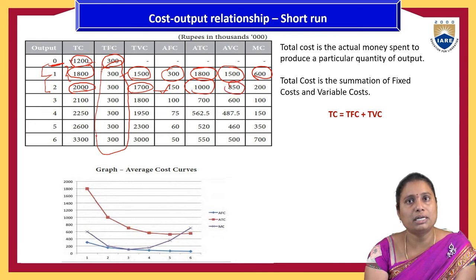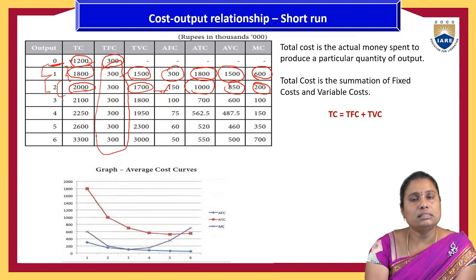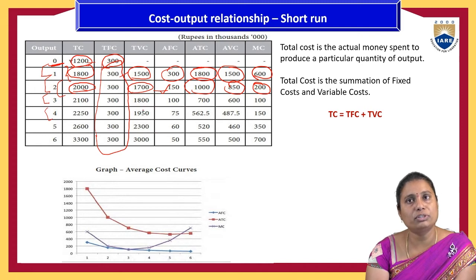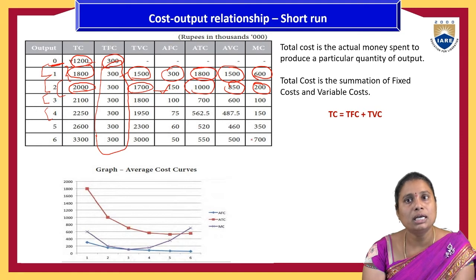So the marginal cost has increased by 200. So like this, these are the various levels of output changes and the levels of total variable cost, total fixed cost, average fixed cost, average variable cost, as well as the marginal cost.